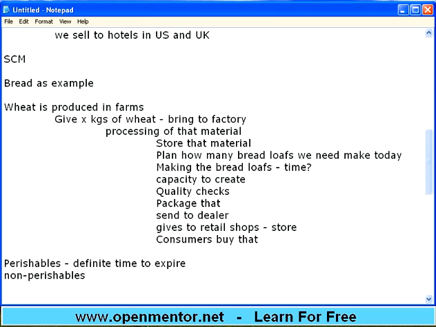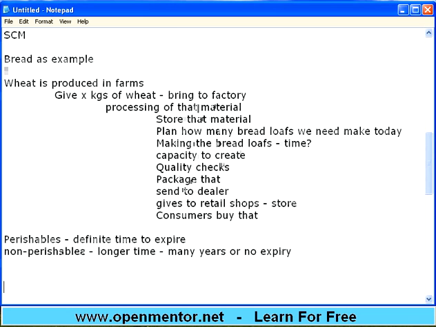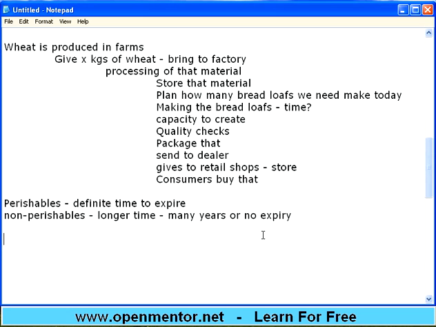If it is made yesterday, it's fresh bread. Perishables do have a time to expire. Non-perishables may have a longer time, many years, or no expiry. Usually they will define maybe 3 years, or 5 years, or 7 years as expiry time. Beyond that they may not even sell it.